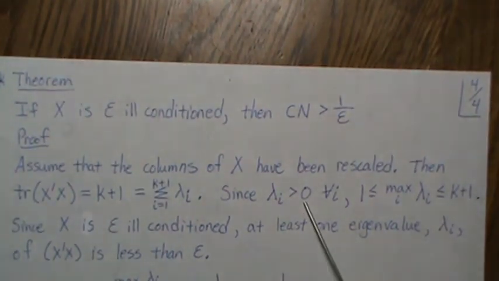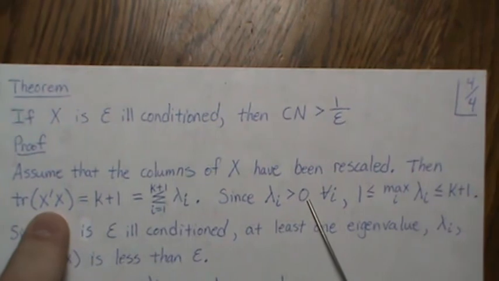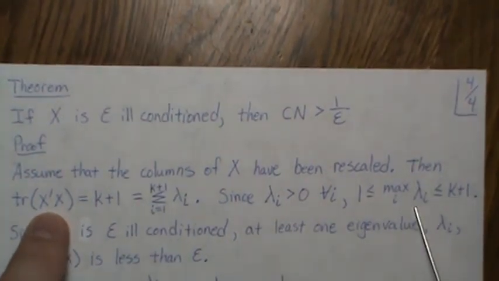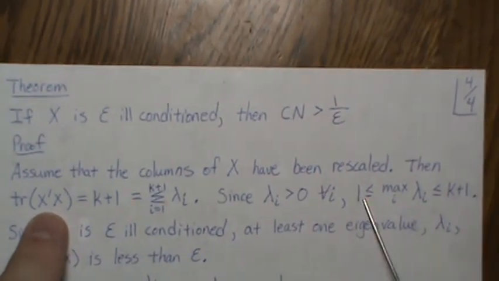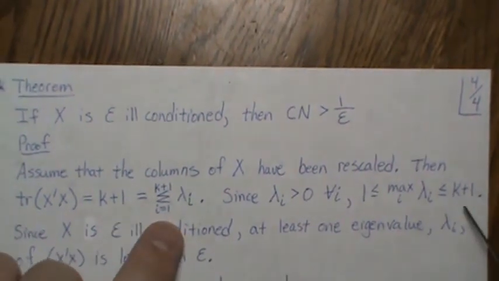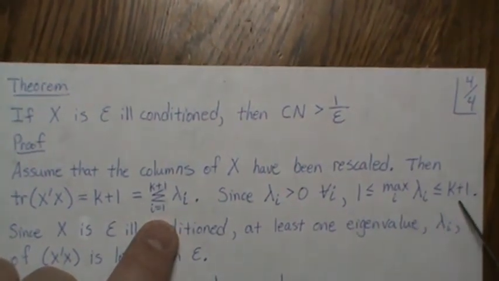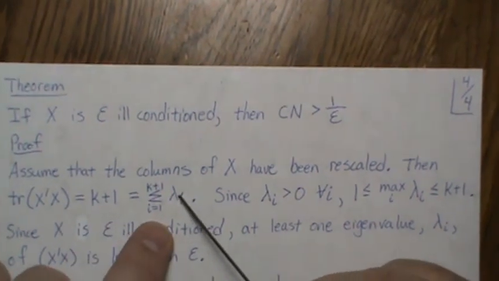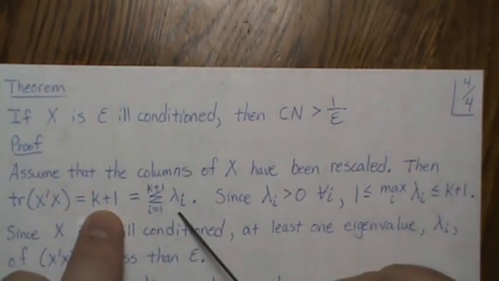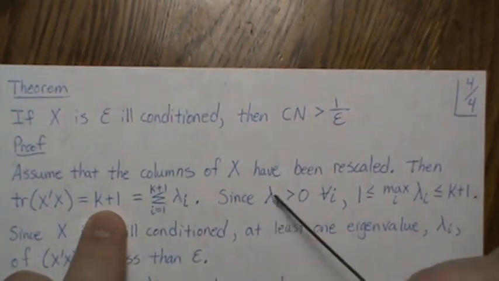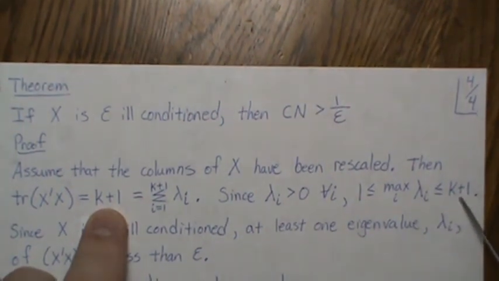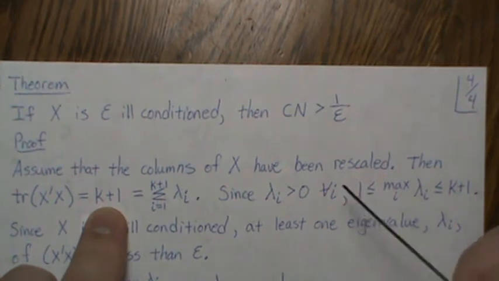Now, all the eigenvalues are positive, right? Because X transpose X is symmetric, it's positive definite. All of them have to be strictly greater than 0. So that means the maximum eigenvalue is between 1 and K plus 1. And you might ask, how is that possible? Well, let's assume the maximum eigenvalue is K plus 1. Then all the other eigenvalues have to be 0 for this to sum to K plus 1. But we know they're all greater than 0. So the maximum eigenvalue has to be less than K plus 1. And it also has to be greater than 1.